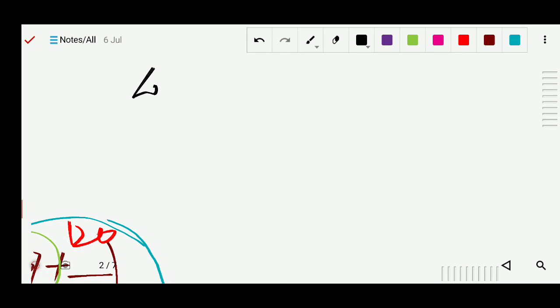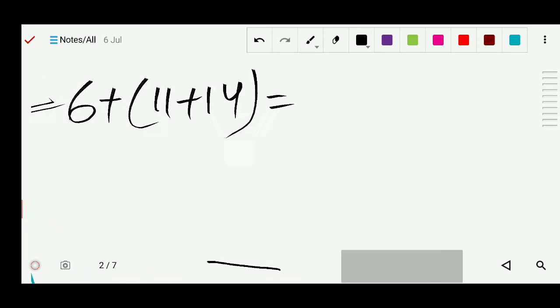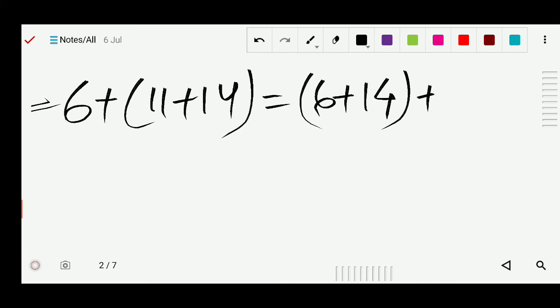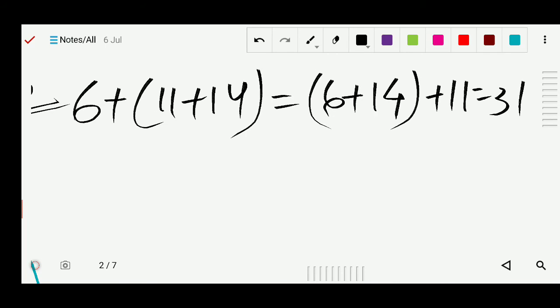Question number 4. Okay, in this question, the question given is 6 plus 11 plus 14 equals to 6 plus 14 plus 11 equals to 31. This is the question given: 6 plus in bracket 11 plus 14 equals to in bracket 6 plus 14 plus 11 equals 31.